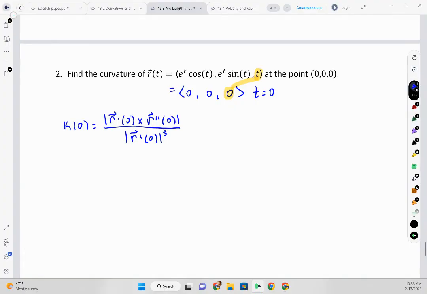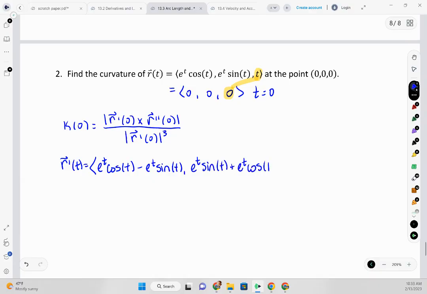Now, I can't evaluate my function and then find my derivative. I have to find all my derivatives first. So let's work on that. R prime of t is equal to, all right, I have a product rule in each of these. So I'm going to get e to the t cosine of t minus e to the t sine of t in the first component. Second component gives me e to the t sine of t plus e to the t cosine of t. Third component leaves me with a 1.